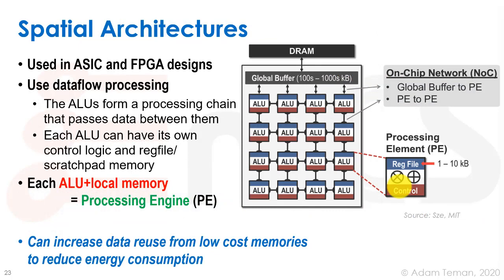But if we are making an ASIC or using an FPGA and we're making custom hardware, we can actually use dataflow processing to bring ourselves to what we call a spatial architecture, and then we can do something much more efficient. Now we're going to put ALUs in some sort of processing chain. Each ALU, which we're now going to call a processing element, has its MAC inside or whatever type of computation it's going to run, but it's also going to have some sort of local storage and some sort of control. An ALU plus local memory is called a processing engine, and this can increase the data reuse from low-cost memories to reduce the energy consumption.